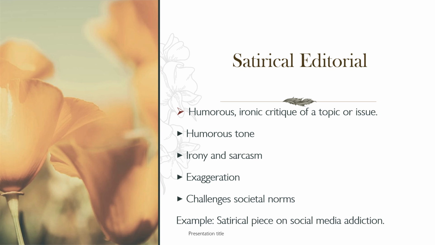Next is satirical editorial. As the name suggests, the editorial itself is satirical. It consists of humor, irony, and critique of a particular topic or issue. With the help of humor, irony, and exaggeration, the editor is actually challenging a societal norm or a societal issue. For example, a satirical piece on social media addiction. With the help of humor or exaggeration, the editor may tell about media addiction in teenage students or some particular age groups. So actually the aim of the satirical editorial is to correct society with the help of humor.